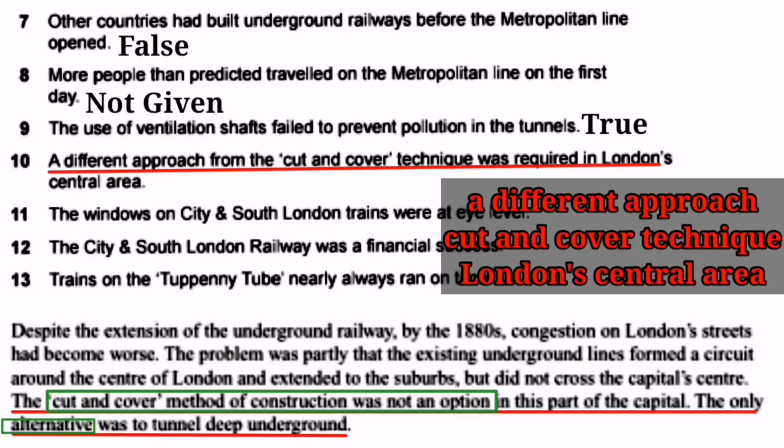The word "only" is the key word in the passage. It means that the only alternative method was to tunnel deep underground. So the alternative to the cut and cover method was to tunnel deep underground. Whereas question number 10 says a different approach from the cut and cover technique was required in London's central area. So the answer of question number 10 is true.